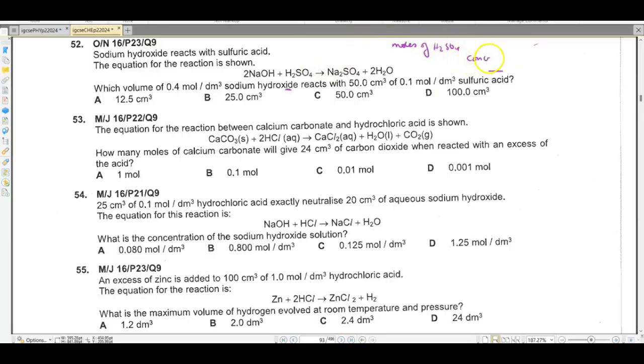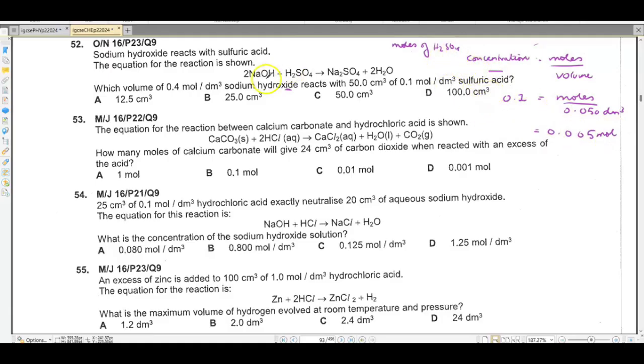We have a concentration and we have to find the moles and we have our volume. So concentration for sulfuric acid is 0.1 mole per decimeter cubes and volume is 50 centimeter cubes. So this would be 0.050 decimeter cubes. ठीक हो गया? So if we multiply this with 0.1, moles would be equal to 0.005 moles. Okay, so now we know that we have this much moles of H2SO4.